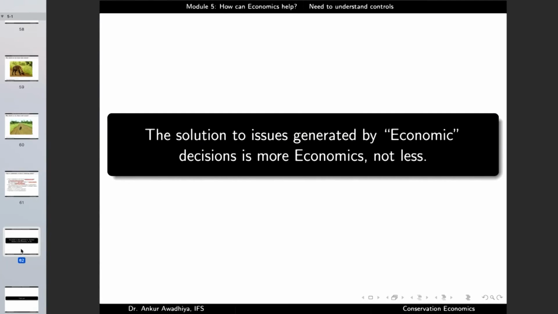But it is important for them to realize that the solution to these issues that were generated by economic decisions is more economics and not less. It is their duty to ensure that the economists also get the point of view that these tools of conservation are also the tools of better economics and of enhancing the surplus of the society.